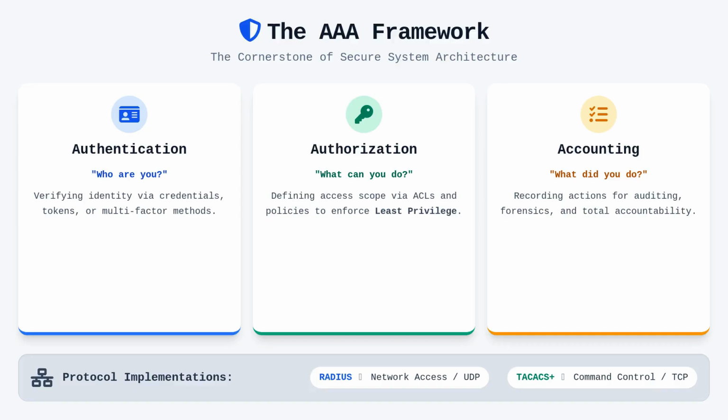We see these principles applied in various network protocols, most notably RADIUS and TACACS+. While both provide centralized authentication, RADIUS is primarily focused on network access and uses UDP, whereas TACACS+ offers more granular command authorization and relies on the more reliable TCP transport.